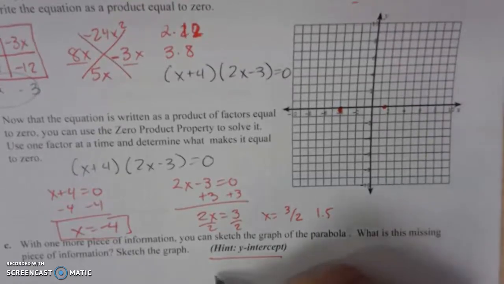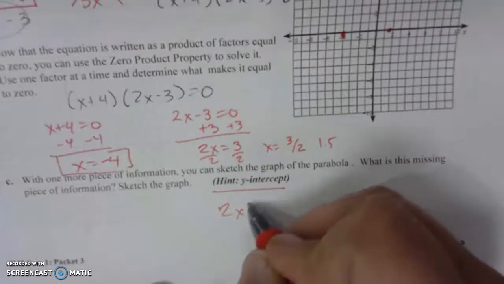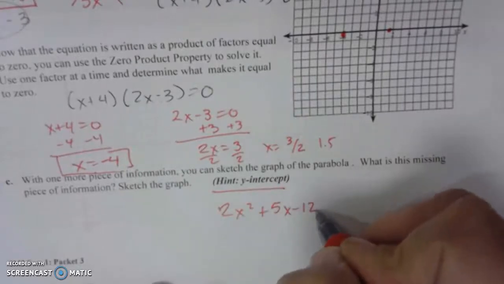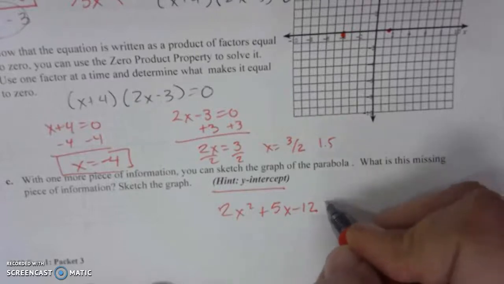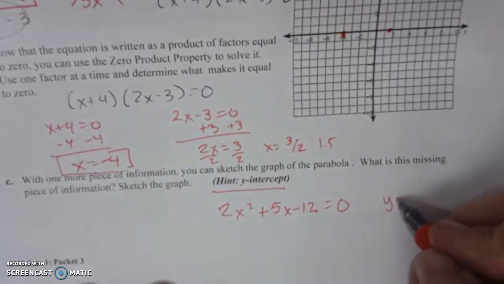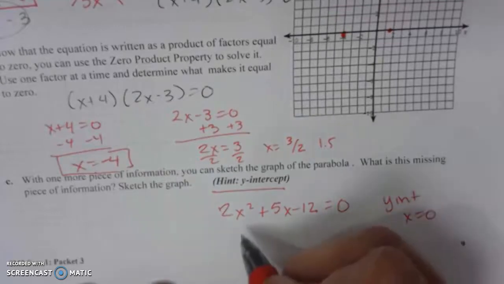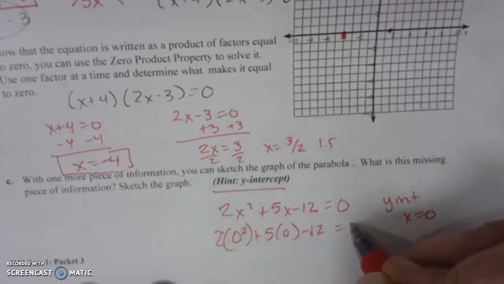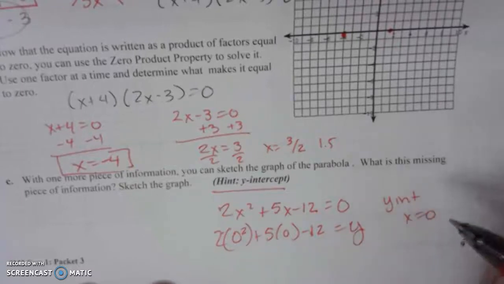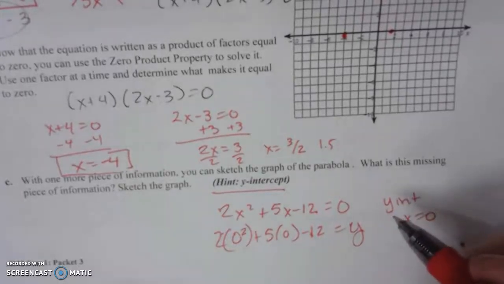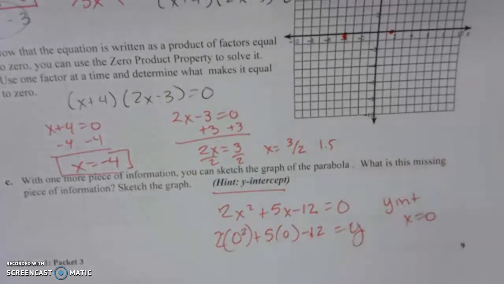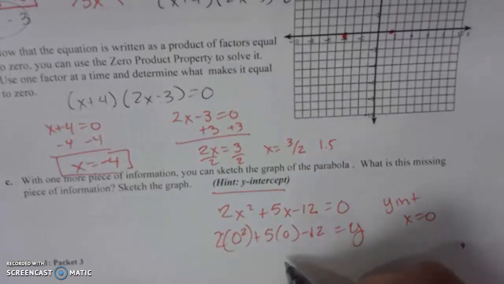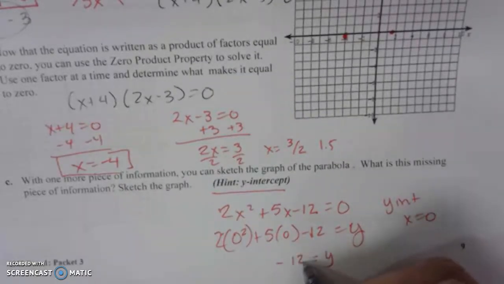And remember, when I had the equation 2x squared plus 5x minus 12 equals 0, the y-intercept is when x equals 0. So let's plug in 2 times 0 squared plus 5 times 0 minus 12 equals, in this case we're going to say y, because that's just what you do, you change the 0 to y. And we're going to plug in, and we're going to get y equals -12.